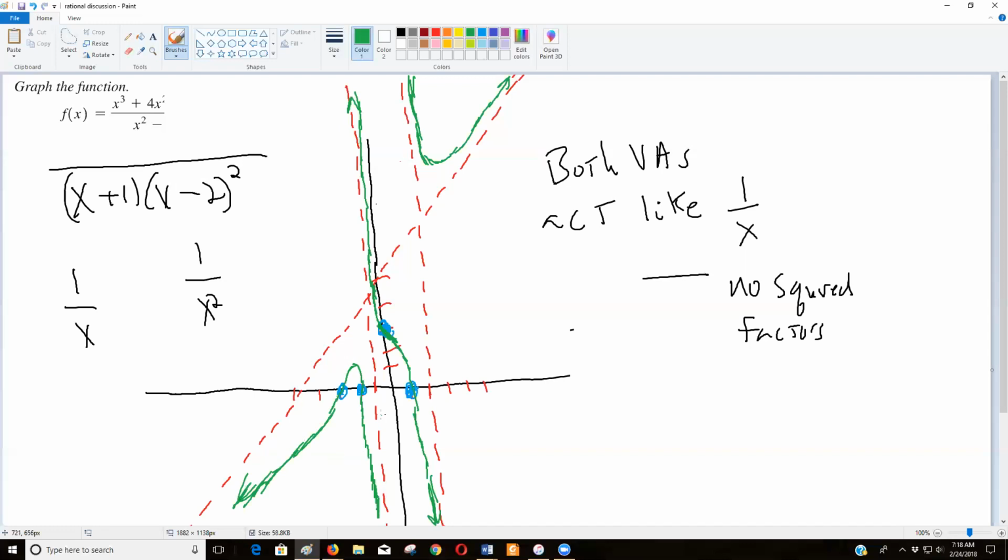Okay, so that's how you go from here. Once you get all the VAs, the slant asymptotes, the intercepts plotted, then you can just kind of think about what's happening. Notice I didn't have to plug in any points. I didn't have to do any evaluation. I just used what I had. So this is what I'm hoping you folks can get to.